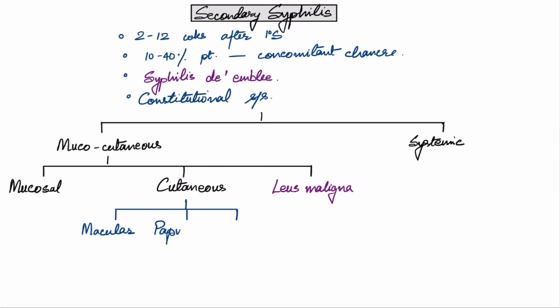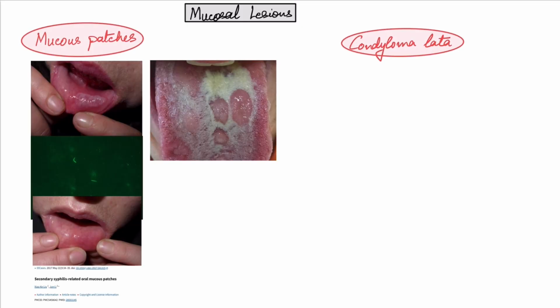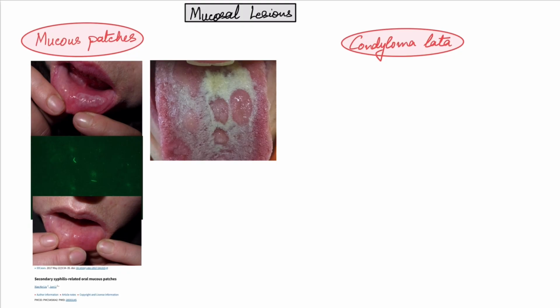In mucocutaneous complaints, it can be either mucosal or cutaneous, and a special condition known as lues maligna, which is very important to know for a student. In mucosal lesions, there are mainly two types of lesions, the mucous patches and the condyloma lata. Now we see a case report which shows the classical mucous patch which was positive for treponemes. It was treated with penicillin and it healed very nicely.